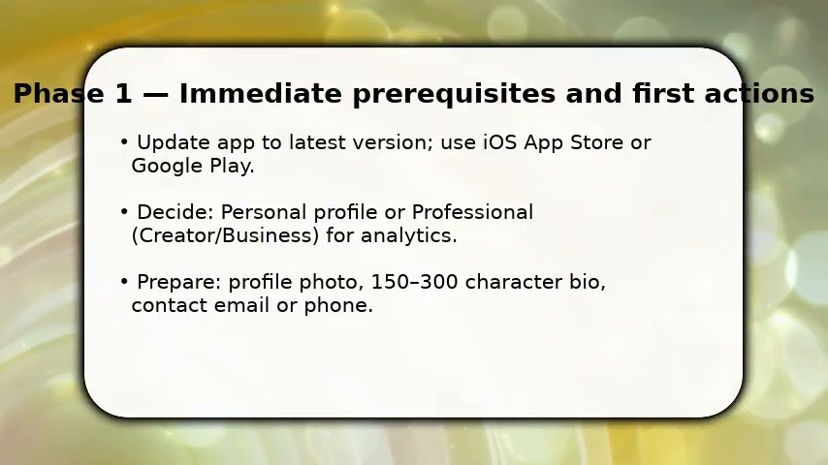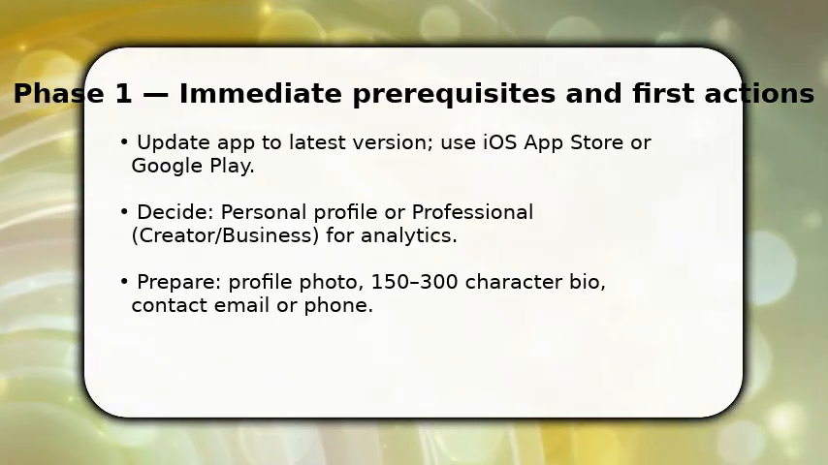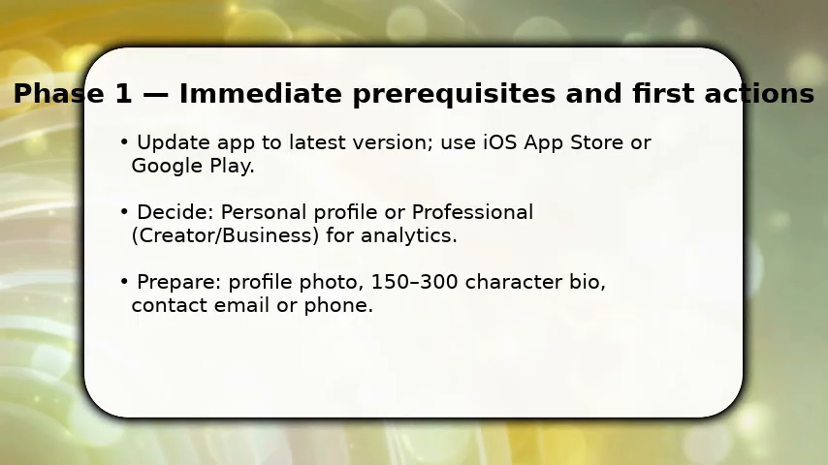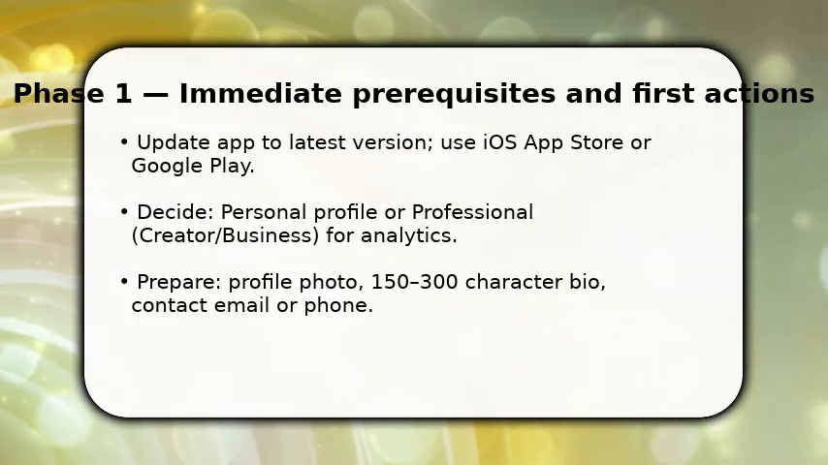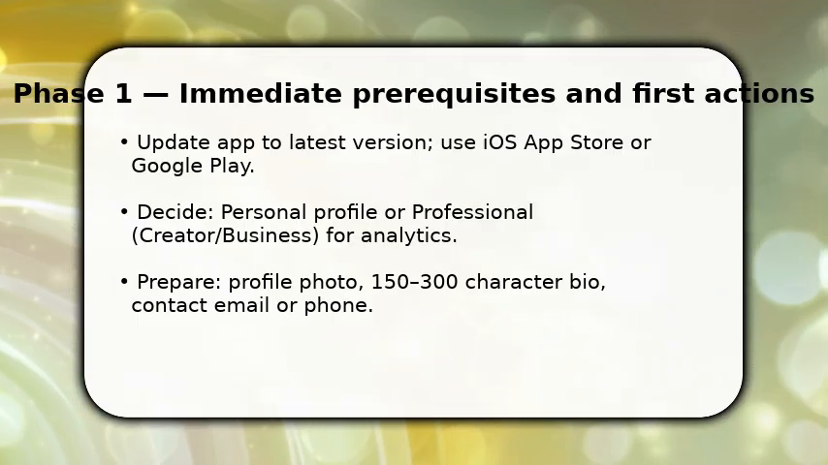You're starting an Instagram page now. Open the app and sign into the account you'll use. Once signed in, tap your profile icon. Make it professional by switching to a creator or business account in Settings. This unlocks insights and contact buttons.